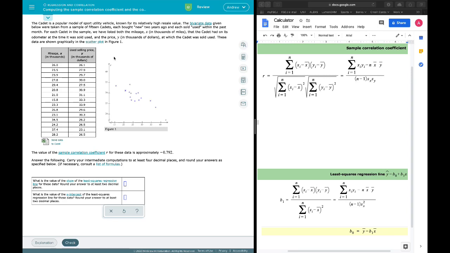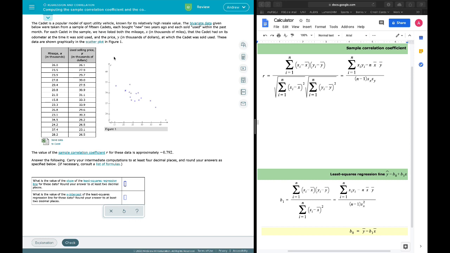Computing the sample correlation coefficient and the coefficients of the linear regression line. So here we got this problem. The candidate is a popular model of sport utility vehicle, known for its relatively high resale value. The bivariate data given below were taken from a sample of 15 cadets, each bought new 2 years ago and each sold used within the past month.